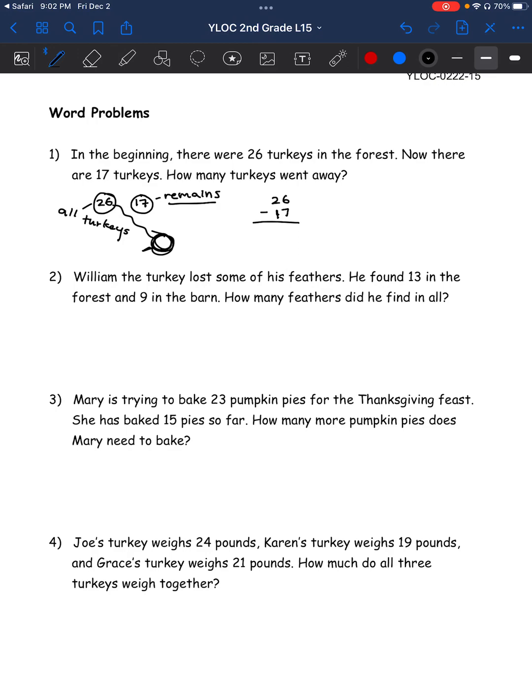So 26 minus 17 equals, now this one, you can't take 7 from 6, so you have to borrow 1 from here, make this 16. 16 minus 7 equals 9. And 1 minus 1 equals 0. So how many turkeys went away? 9 turkeys.